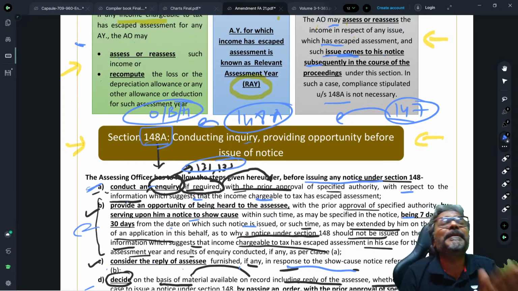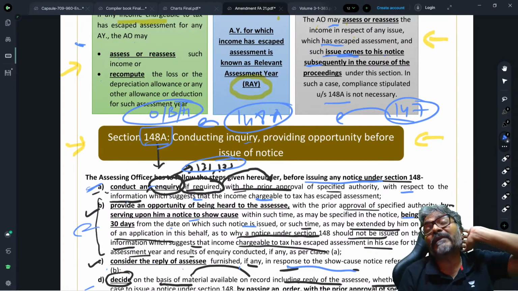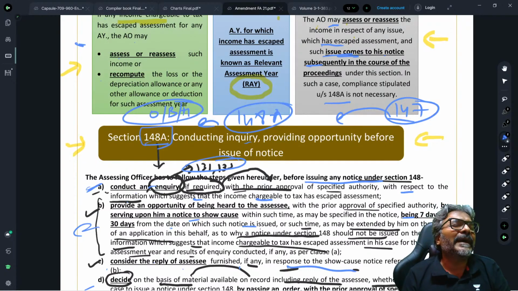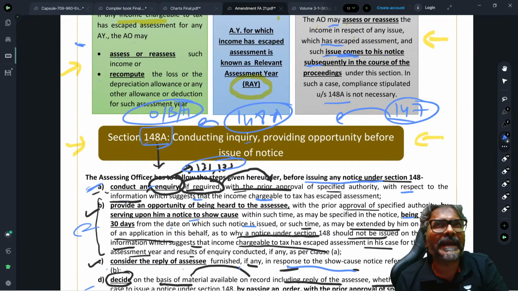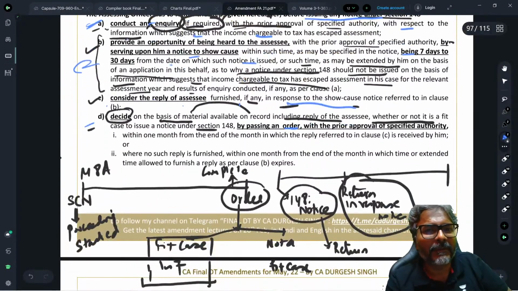That is, the order can be giving a go-ahead to start the proceeding of 147, or the order of 148A after the reply of the assessee, wherein the AO may be satisfied with the reply, and then he would have thought that yes, there is no case of income chargeable to tax which has escaped assessment. It was just my misinterpretation of the events, and therefore he may choose to drop the entire case altogether by passing an order.